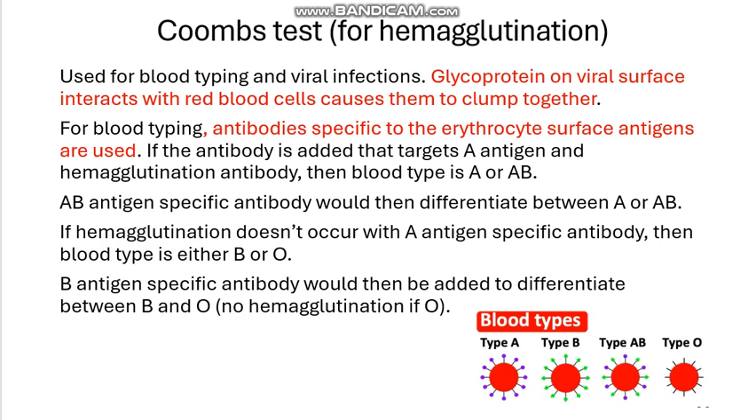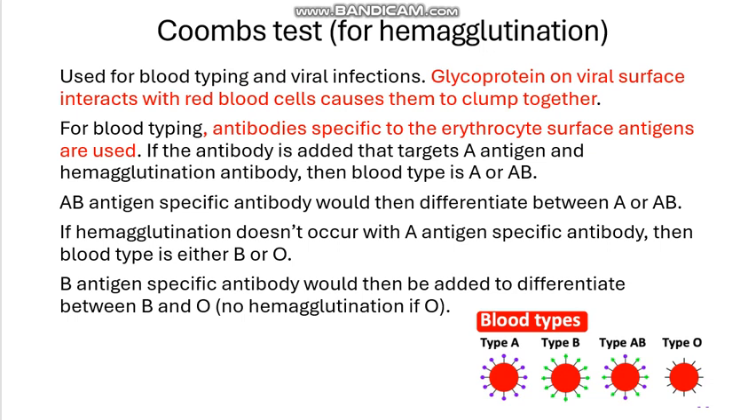So you can imagine we would use an antibody that would target the purple type A antigen. If the antibody binds, then we get hemagglutination and these blood cells clump together. If they clump together when we add the type A antibody, then we know that it definitely has this purple antigen, so it'll either be type A or type AB.